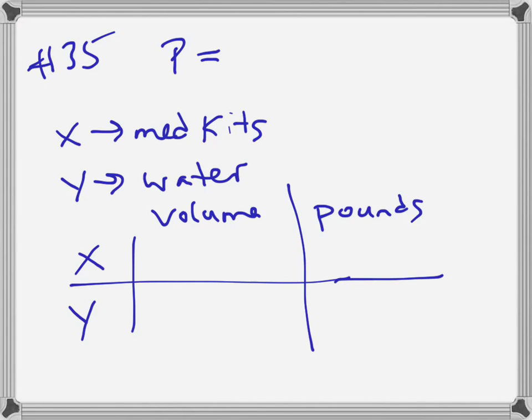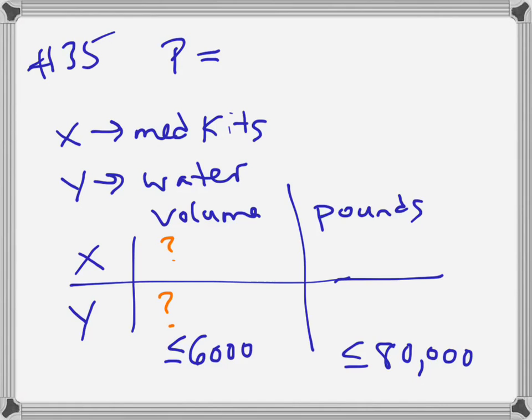All right, and then we know that the plane can only carry 80,000 pounds, so the combined weight's got to stay below 80,000. And the combined volume, the plane can only hold 6,000 cubic feet. All right, so you would want to go back and fill in how many cubic feet is each med kit and how many cubic feet is each container of water, and then what's the weight for each of those things. All right, and go back and multiply by x and by y.